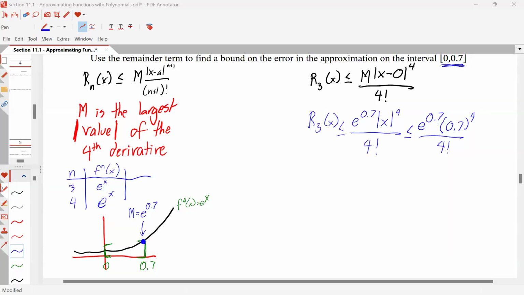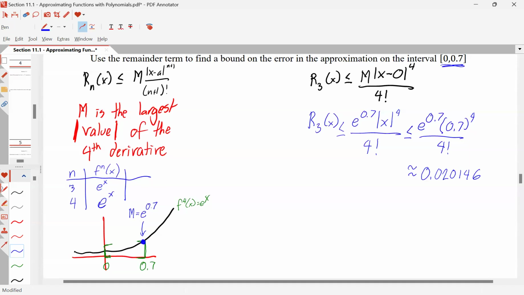Now, having this answer is great, and would be as far as you would be expected to simplify this on any assignment, but giving some context to this number, e to the 0.7, 0.7 to the fourth over 4 factorial, this is approximately 0.020146.